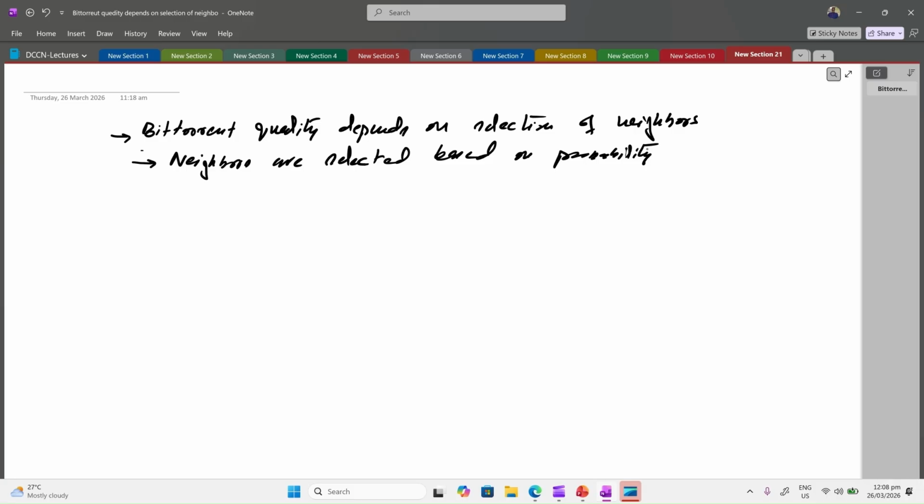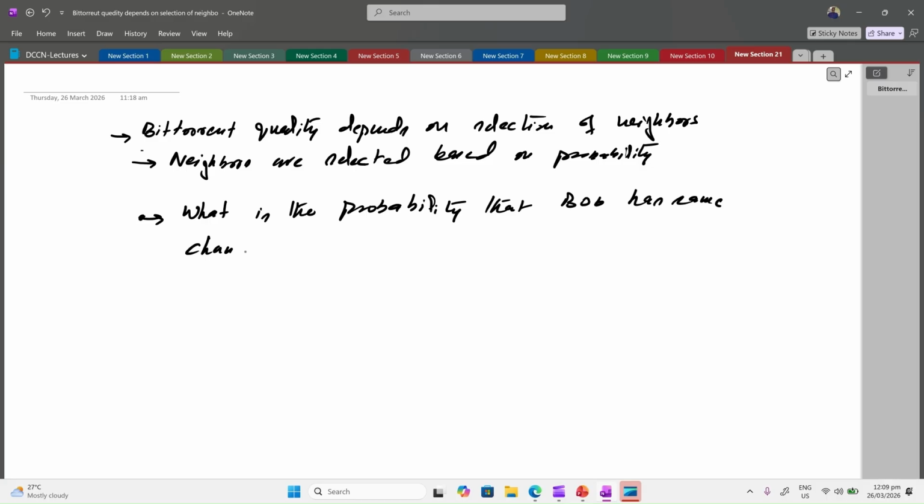For example, what is the probability that Bob has the same chunks as Alice has, given that the number of chunks Bob has are greater than the number of chunks Alice has.